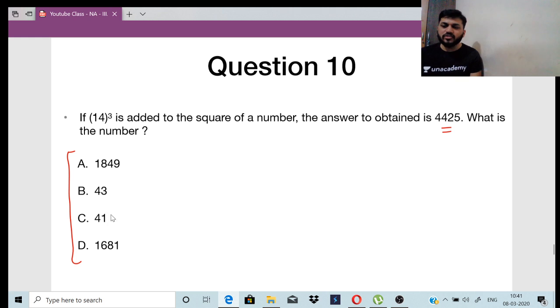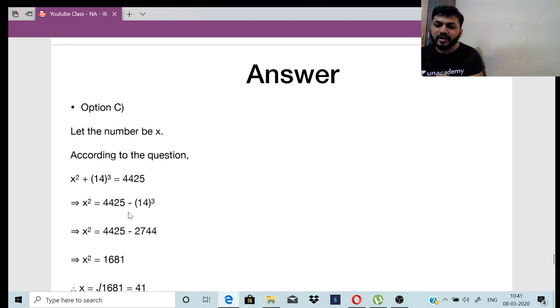Right, from the options you can easily go for the elimination method. Option A cannot be the answer, option D cannot be the answer, because if you take the square of both of these, the result will be more than 4425. So it has to be between 43 and 41. These two cannot be the answers, so cut them off. 43 and 41. Let's find out the answer.